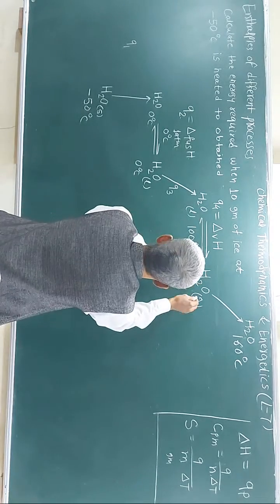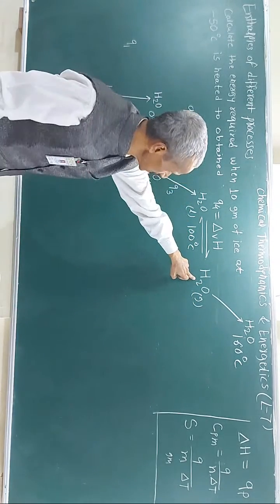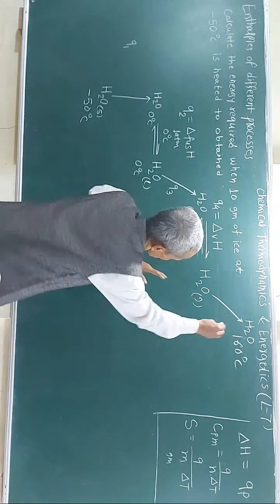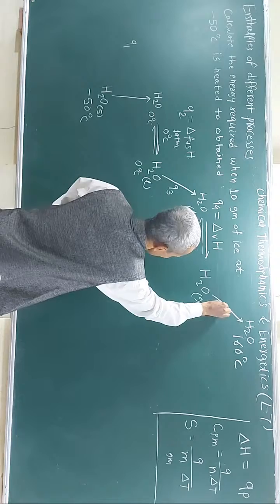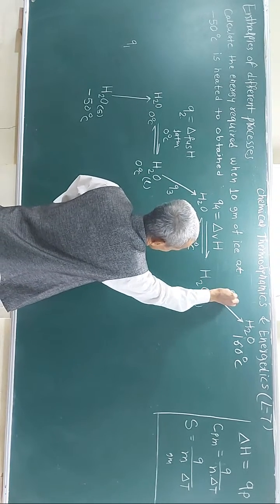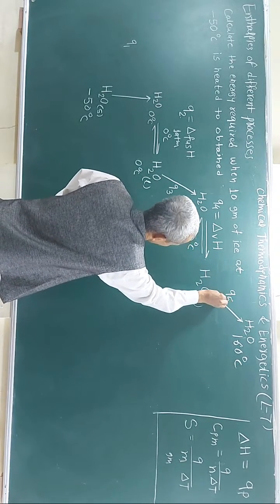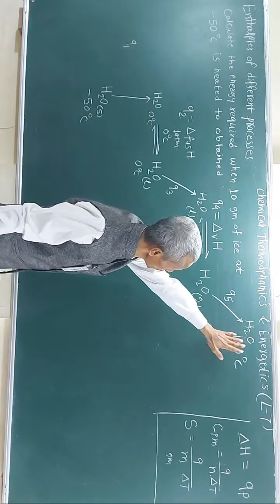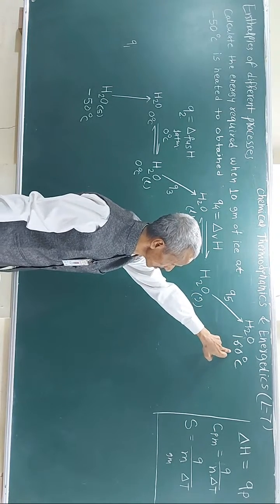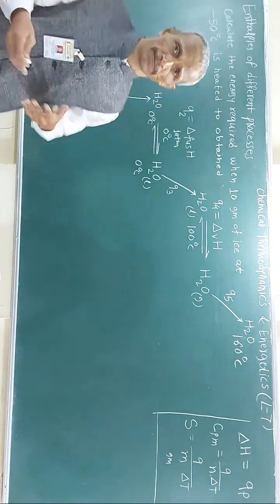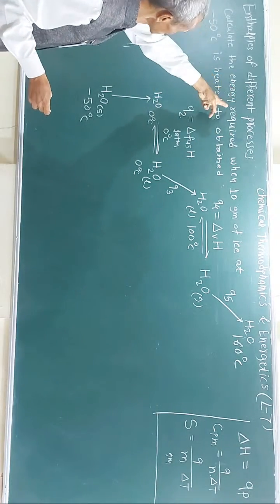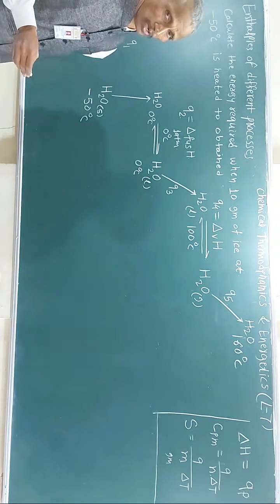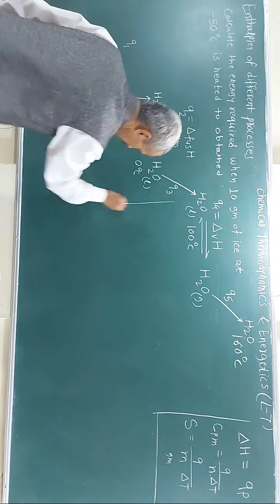And again, when this gaseous state of water at 100 degrees Celsius is heated further, this is Q5, the amount of heat absorbed by the gaseous water when converted to 160 degrees Celsius. So how much heat energy is required when 10 grams of ice is given? Now consider one by one.